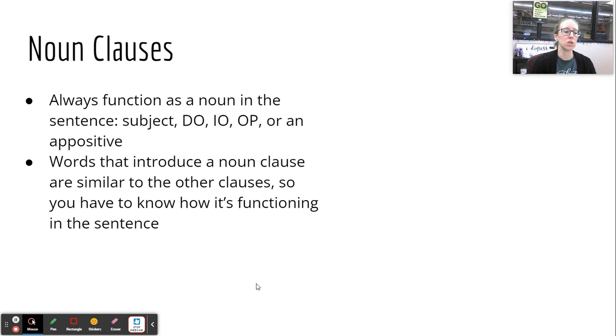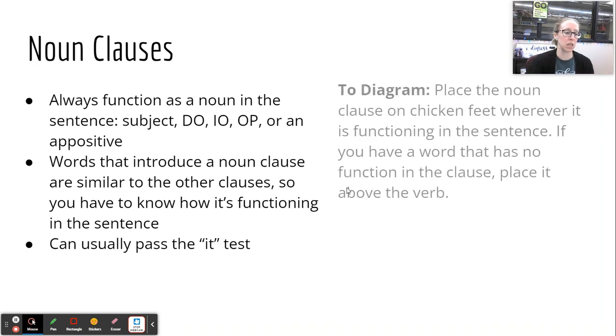Words that introduce a noun clause are similar to other clauses. So, for example, you'll have subordinating conjunctions that could introduce a noun clause, or a relative pronoun, or whatever it might be. But with noun clauses, you can tell the difference between a noun clause and an adjective or adverb clause because usually noun clauses can pass the it test, which means if you identify the clause and you think, okay, I think this is a noun clause, if you replace the entire clause with the word it, the sentence should still make sense. And I'll show you an example when we get to our example sentence on the next slide.